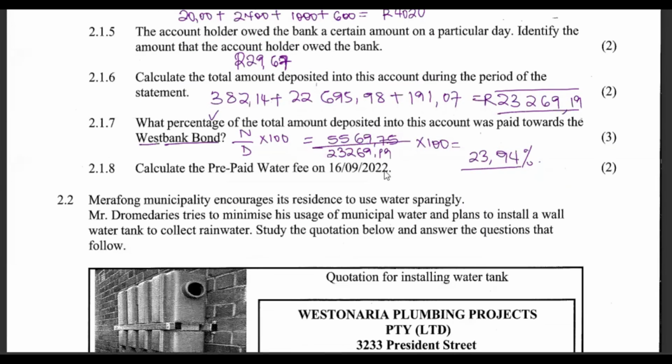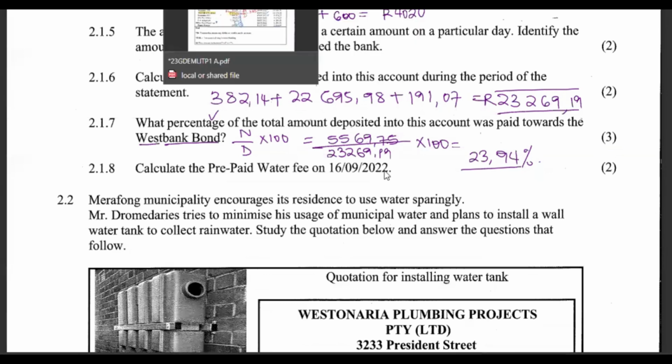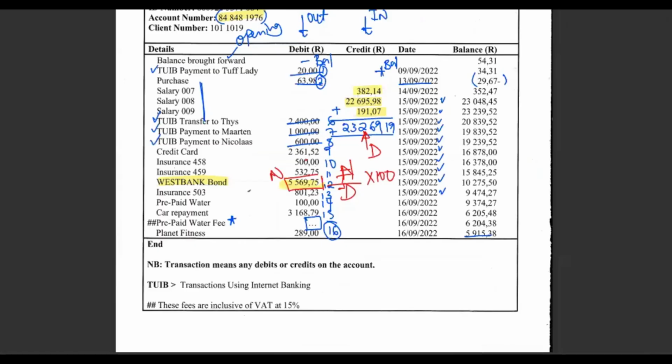Calculate the prepaid water fee on 16. On 16th, we come here, we see, oh, okay, it was omitted already. Let's look at it and we see. Now, this is a debit, meaning it went off. Where did it go off? It went off from this other amount here. And they go to this at the end. So that means it's going to be this minus this. You should get this other answer here.